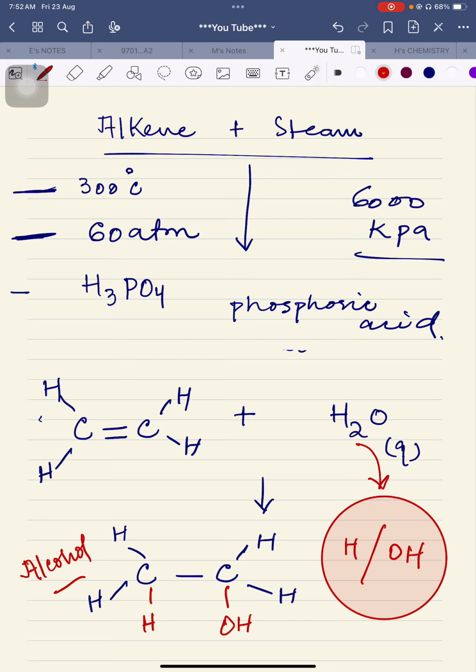After this example, I will give you a few more examples related to alcohol formation from alkenes. The detailed explanation of this topic and the examples of this topic will be given to you in the next lecture, inshallah. Take care of yourself. Thank you.